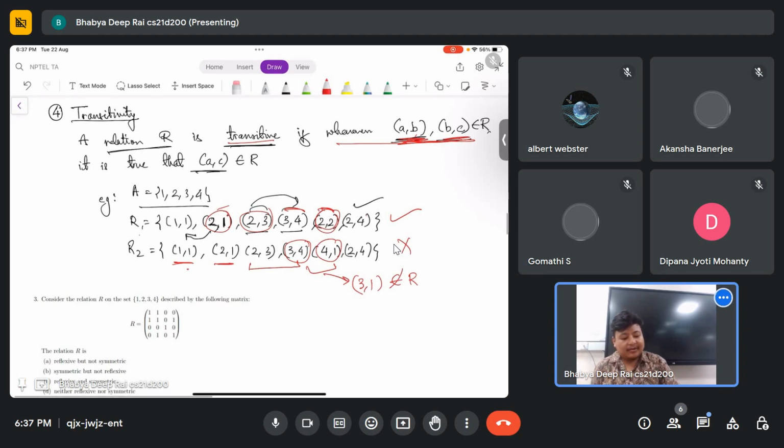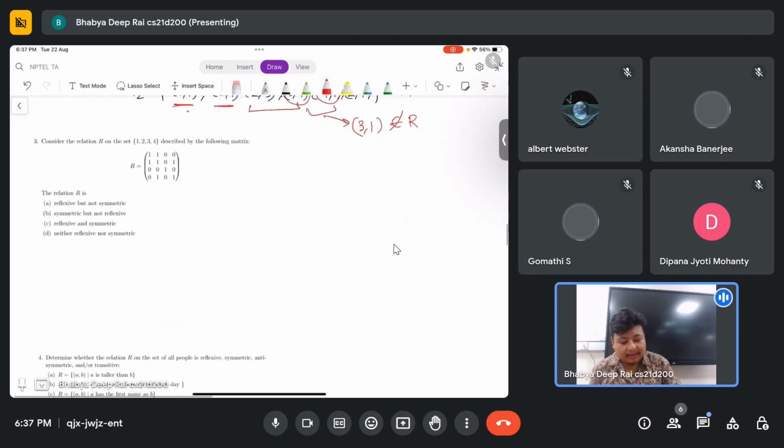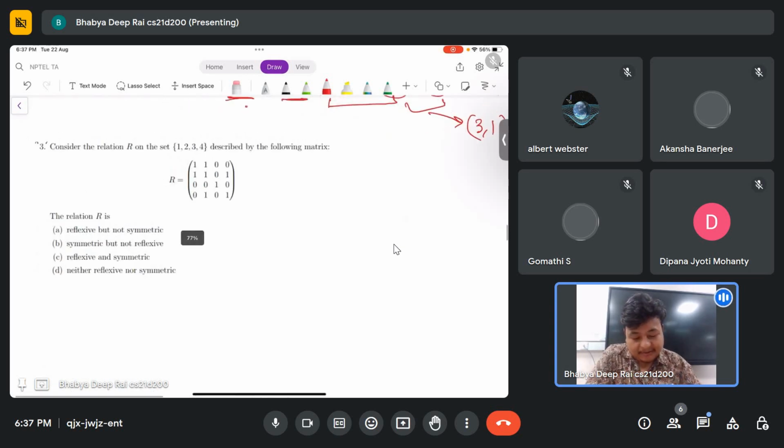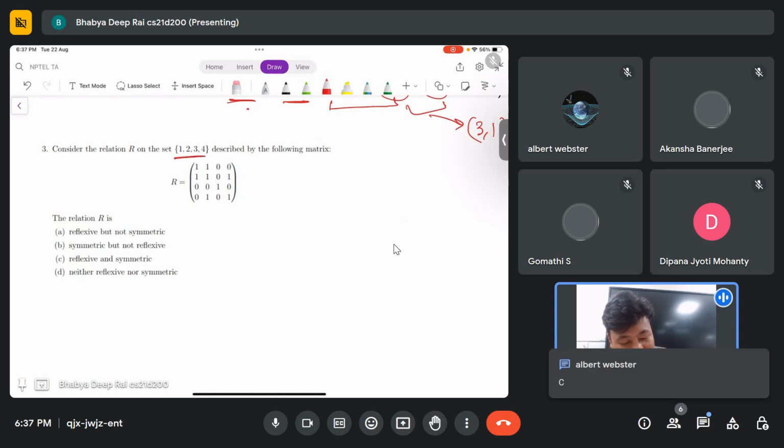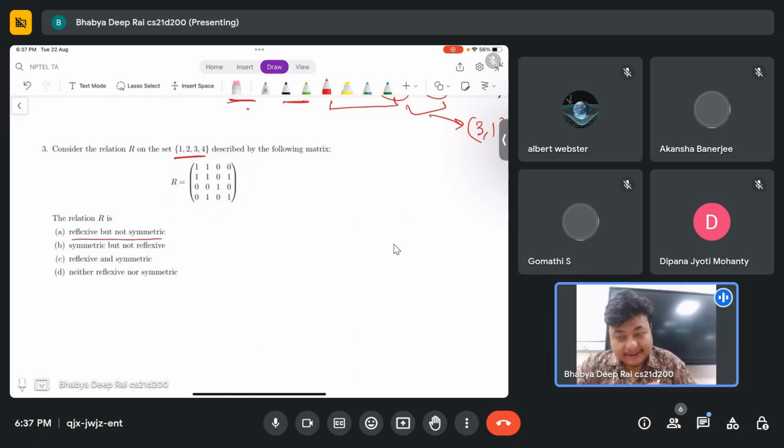Okay. So now that we've done the recap, let us try this question. I think Albert was talking about this question. Okay. So yeah, I'll zoom in. Consider the relation R on the set {1, 2, 3, 4} described by the following matrix. This is the matrix. The relation is: A, reflexive but not symmetric; B, symmetric but not reflexive; C, reflexive and symmetric; D, neither reflexive nor symmetric.